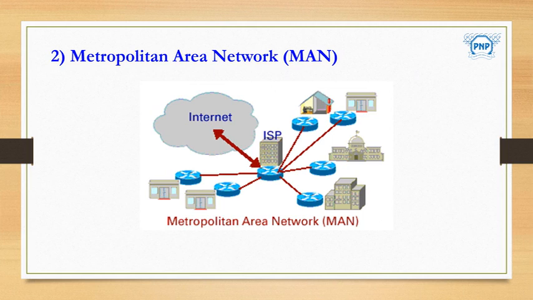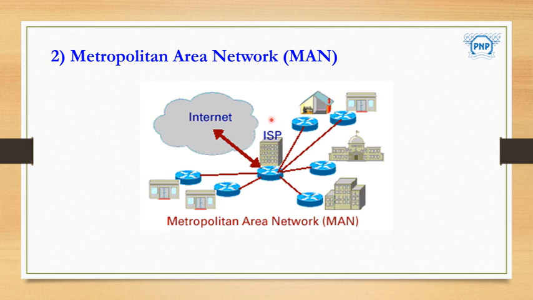So let's understand the second type, which is MAN, Metropolitan Area Network. Now we can see the word metro is there. Metro means related to cities. So it is a network that connects two or more LANs within the boundaries of a town or city. Like there is a city, there is a town, it connects two different LAN connections.